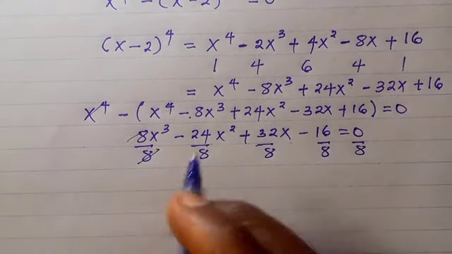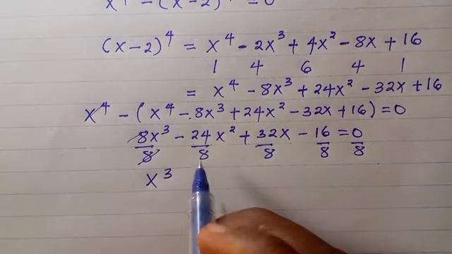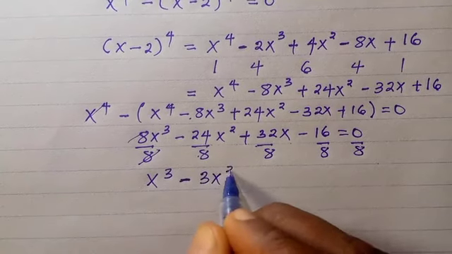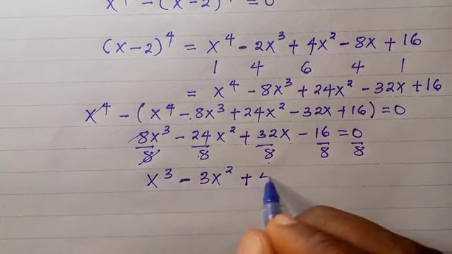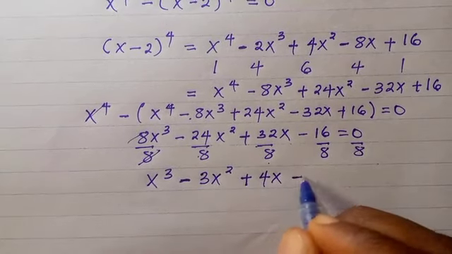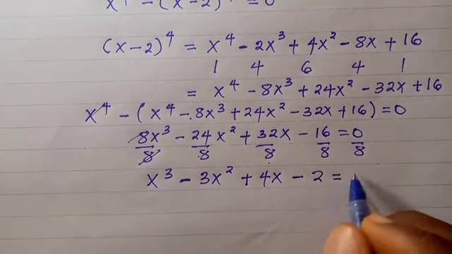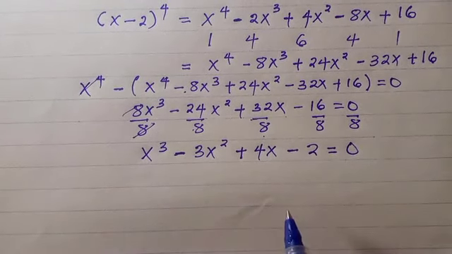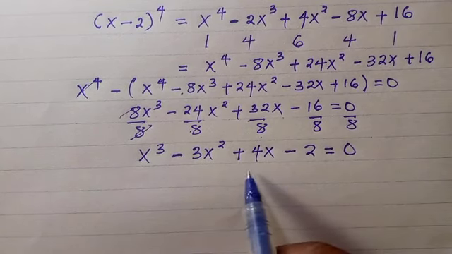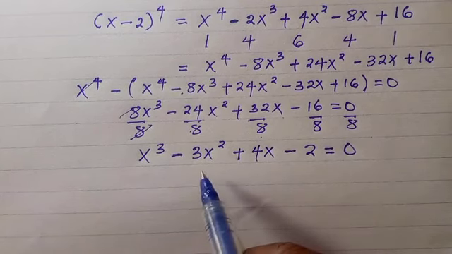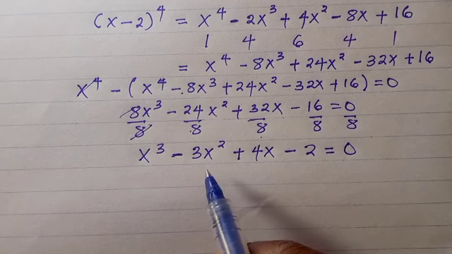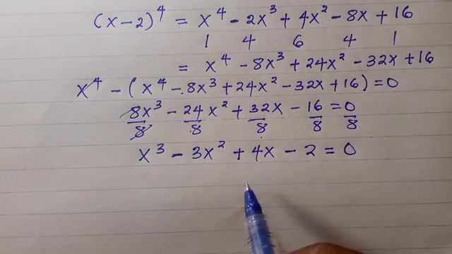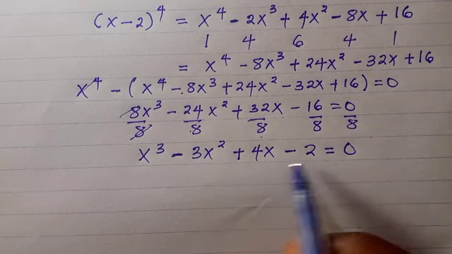So 8 cancels this. We have this as x to the power 3. 8 in 24 is 3, so we have minus 3x squared, plus 8 in 32 is 4, we have 4x, minus 8 in 16 is 2. Everything equals 0. So this is a cubic equation, which we can solve. To solve this, we are going to apply the polynomial method. But before that, we need the initial guesses.